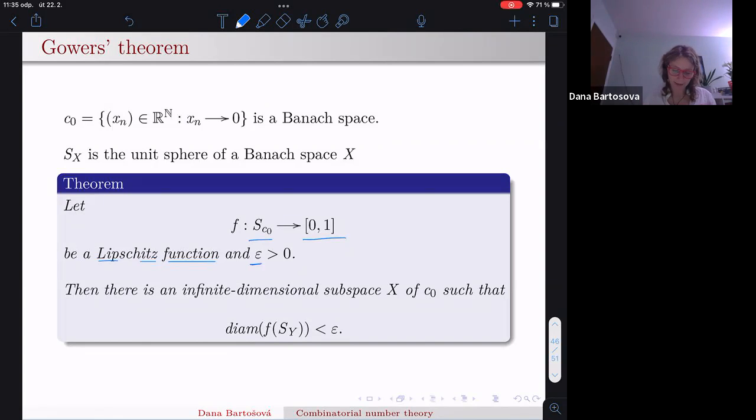So the theorem says that there is an infinite dimensional subspace X of C0, such that if I look at the colors that it takes on the sphere of this subspace, then this is actually going to be within an epsilon long subinterval of [0, 1]. And this is for every epsilon.